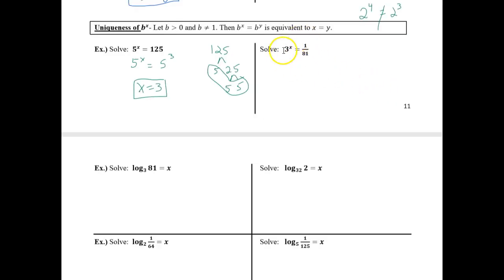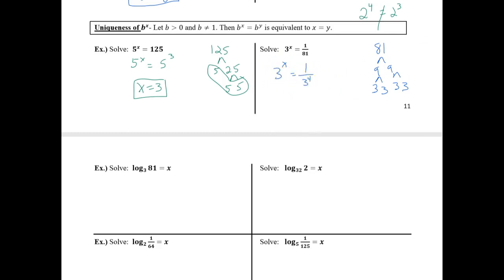Alright, this one was a little bit harder. It's 3 to the x equals 1 over 81. So I do know 81 is the same thing as 9 times 9, and 9 is 3 times 3. So I end up with 81 equals 3 to the 4th power. 1 over 3 to the 4th power. But this base is in the denominator, and that base is not.